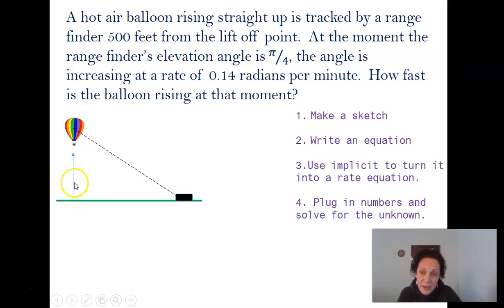So notice that I have this arrow going up because my balloon is moving. My rangefinder is not moving. They tell me it's 500 feet from the liftoff point. So I can come in here and I know that this distance is 500 feet.